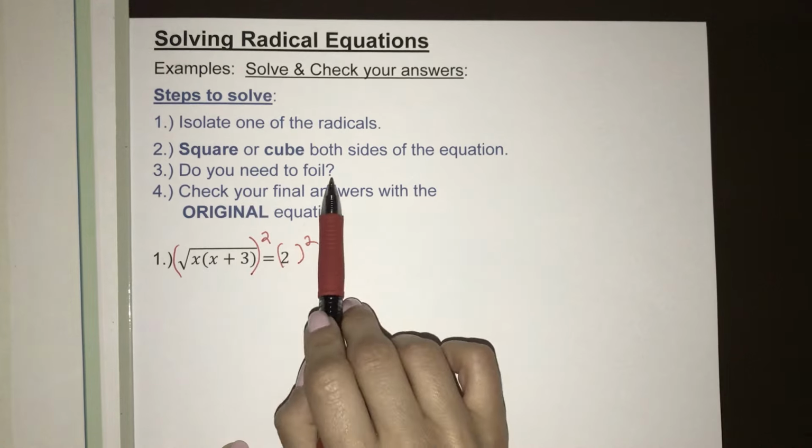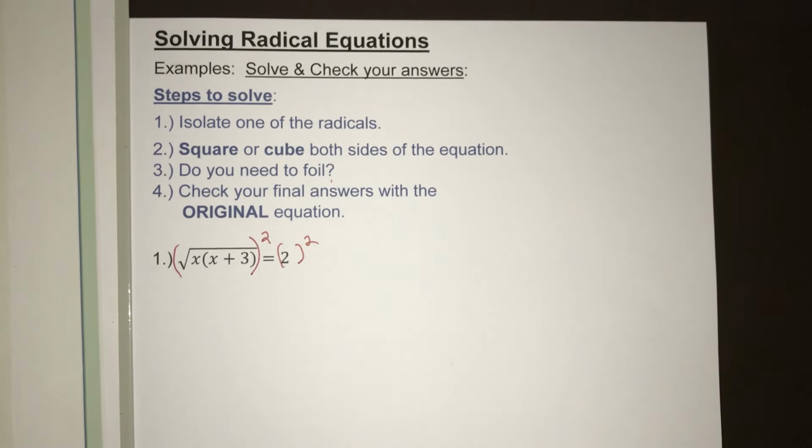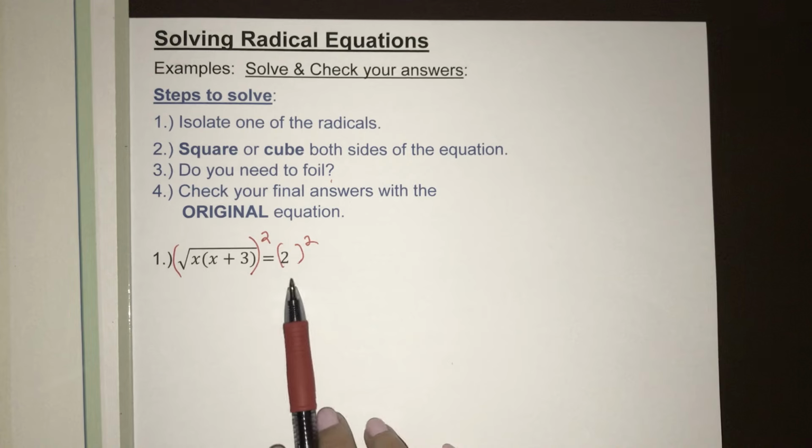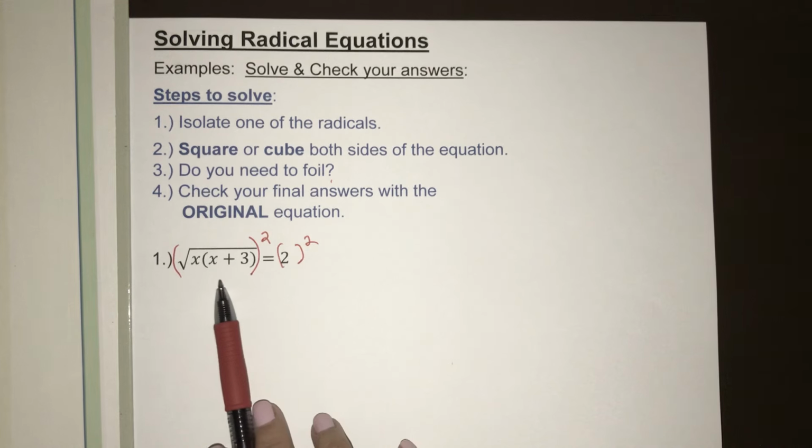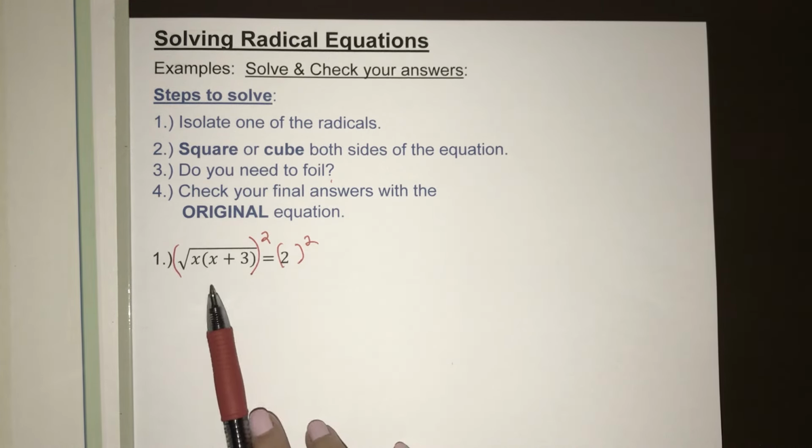Do you need to FOIL? For some of the problems, you do have to FOIL. However, for the first example, we do not need to FOIL because I just have one term, right? A monomial squared, so I could just square that. And the square root right here is also considered to be one quantity or one term, so I do not need to FOIL. You have to FOIL if you have a binomial squared, meaning 2 terms.